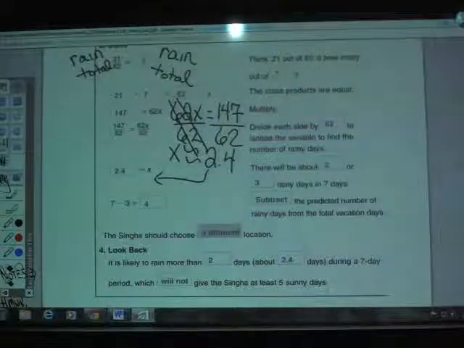All right. They're saying only 4 days are going to be nice. They wanted 5 nice days, which is how you end up with 2 rainy days if you have 5 nice days. So based on that scenario, the Sing family should choose somewhere else to vacation. It's likely to rain more than 2 days during the 7-day period, which will not give them the 5 sunny days that they've hoped for.